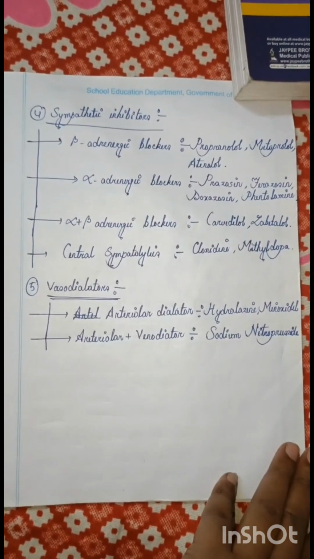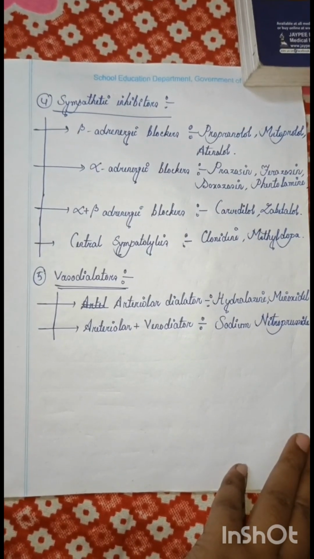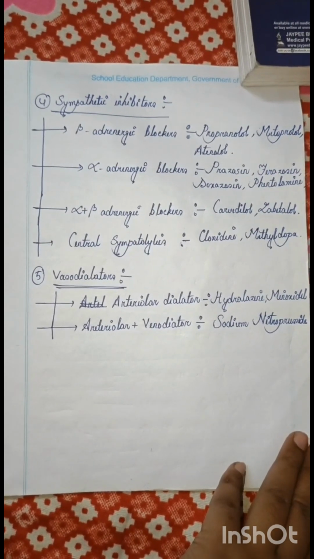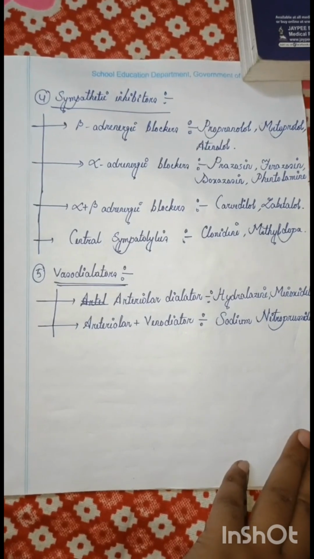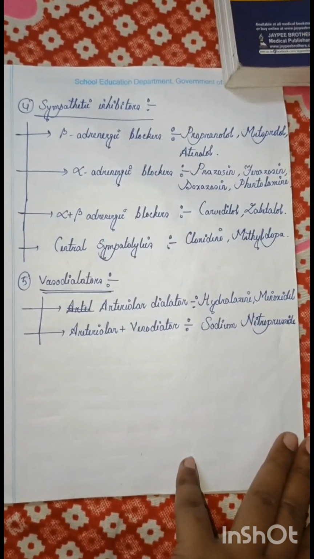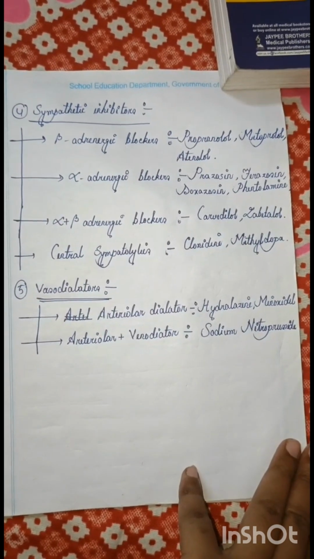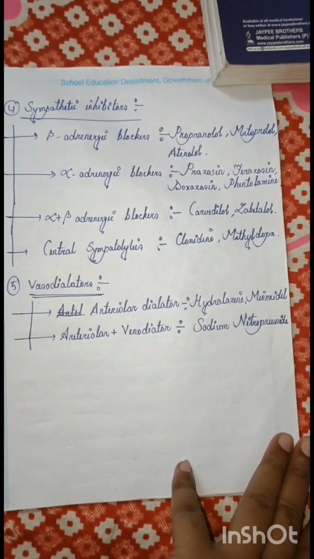Vasodilators. Now let's talk about vasodilators. The two categories under vasodilators are arteriolar dilators and arteriolar plus venodilators. Arteriolar dilators are hydralazine and minoxidil. Arteriolar plus venodilator is sodium nitroprusside.